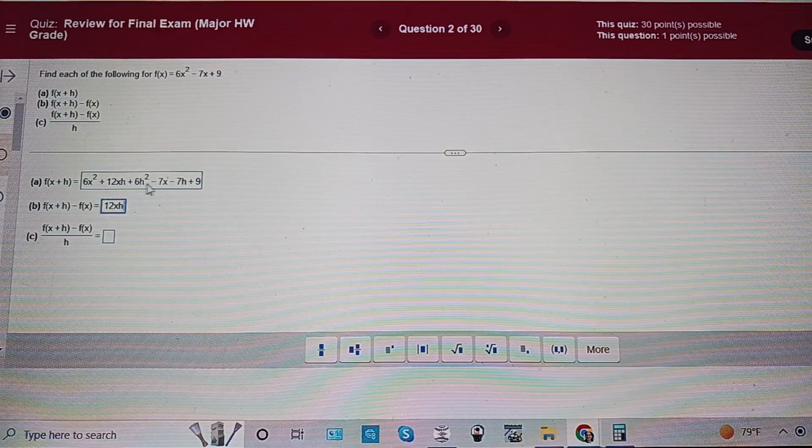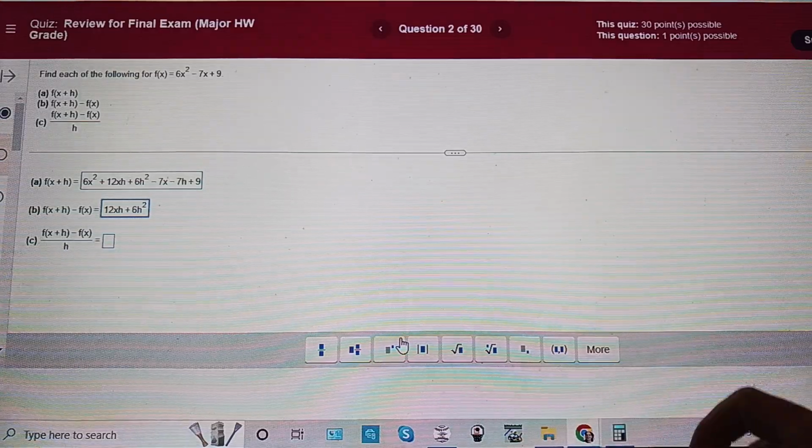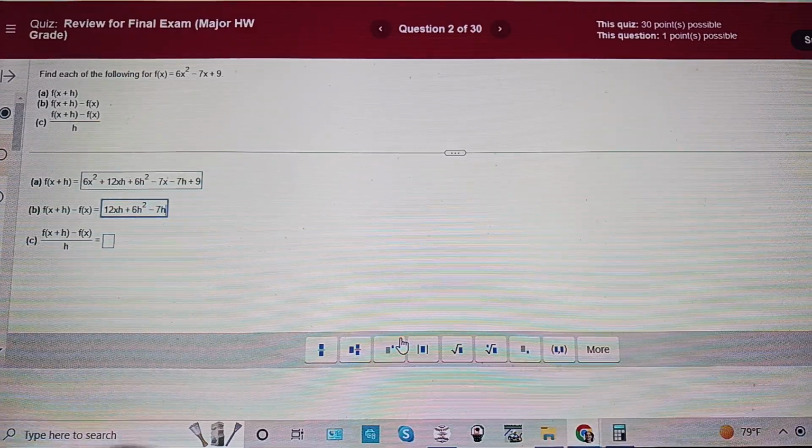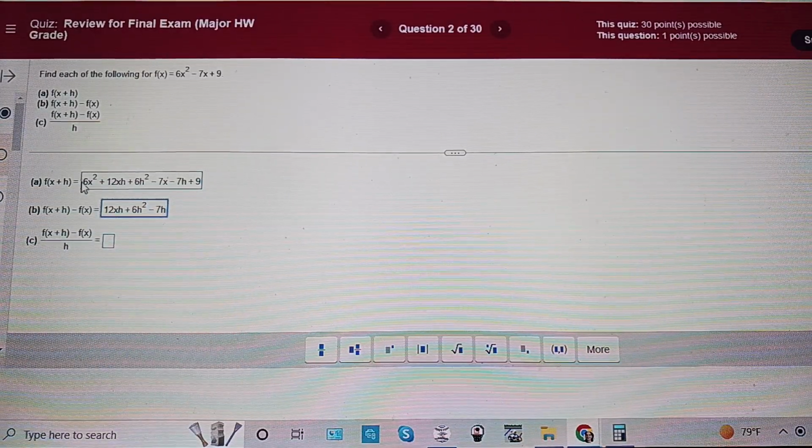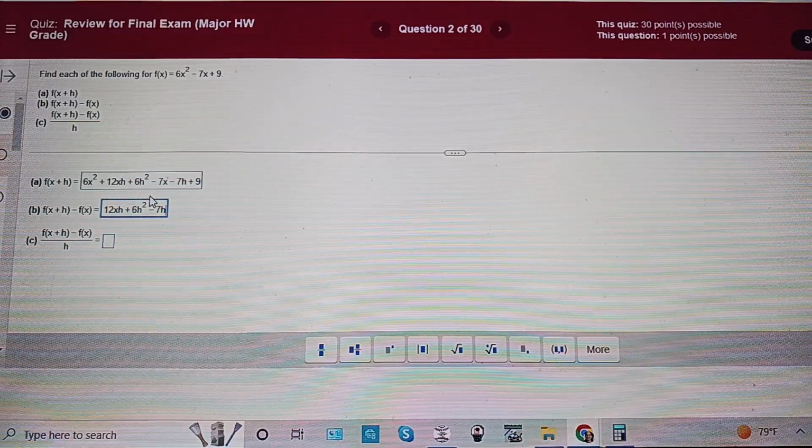12xh. The 6h squared was left. And the minus 7h. In fact, what happens is anything that has an h in it doesn't cancel. The three parts that had h, they end up not canceling. Everything else, there was an x squared, there was a 9, there was a 7x, those all canceled. The three that canceled didn't have any h's in them.